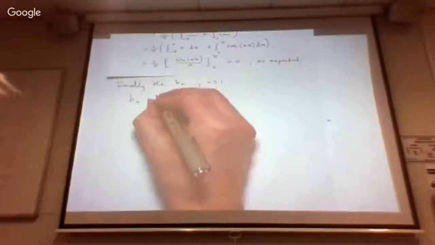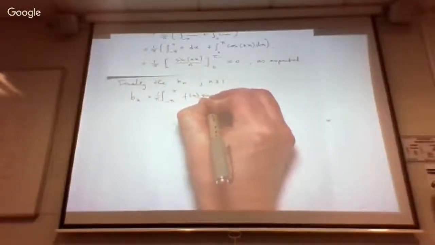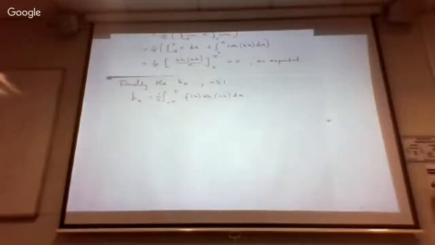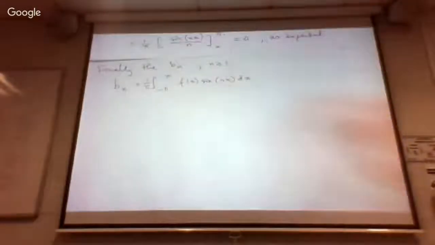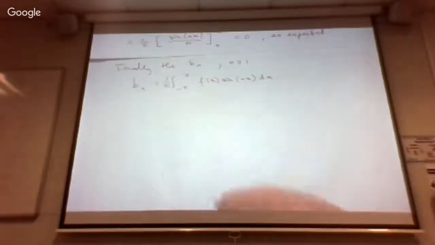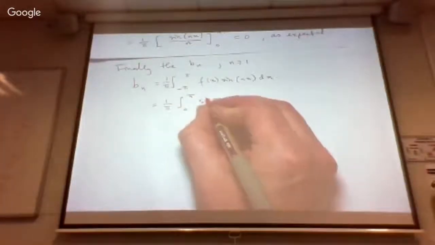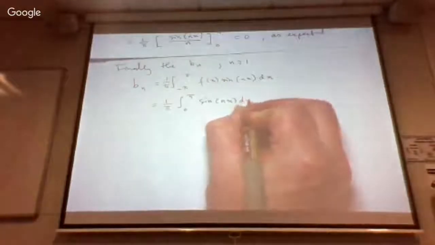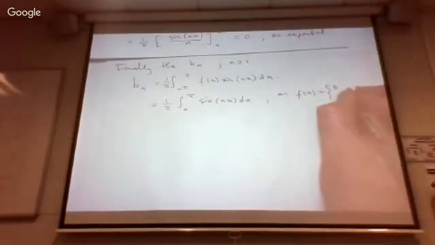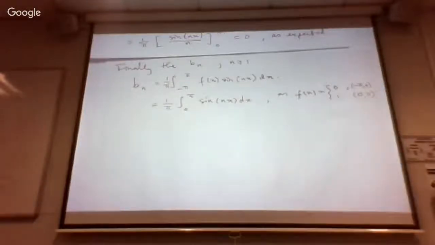Well, by definition, it's 1 over pi, integral minus pi to pi of f of x with sine nx dx. And you break down the integral in exactly the same way, because f is switched off in the first half of the integral. So really, it's just the second half of the integral, integral from 0 to pi of sine nx, as f of x equals 0 on the minus pi to 0, and 1 on the 0 to pi. So just from the definition of f.